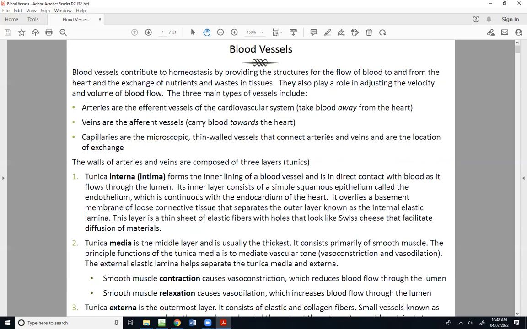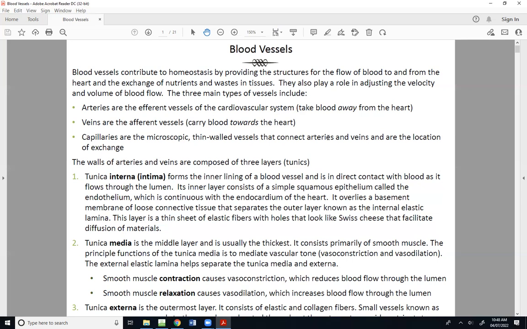Okay. Three main types of blood vessels include arteries, veins, and capillaries. Although your textbook includes two others, these are the truly three most overarching types of blood vessels. The other two that they list are a small type of artery and a small type of vein. But arteries, veins, capillaries are the three big ones.